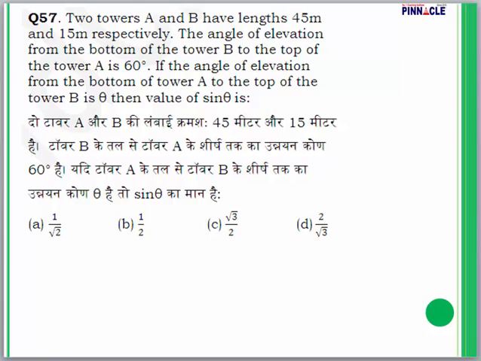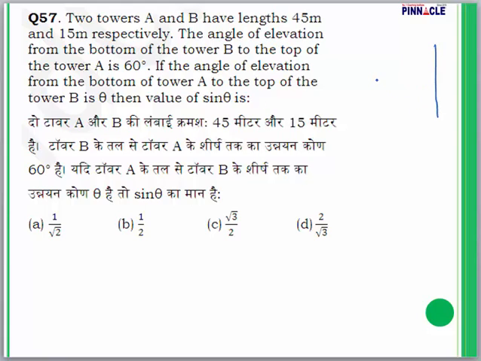Question number 57. Two towers A and B have lengths 45 meter and 15 meter respectively. The angle of elevation from the bottom of tower B to the top of tower A is 60 degree. If the angle of elevation from the bottom of tower A to the top of tower B is theta, then we have to tell the value of sine theta.